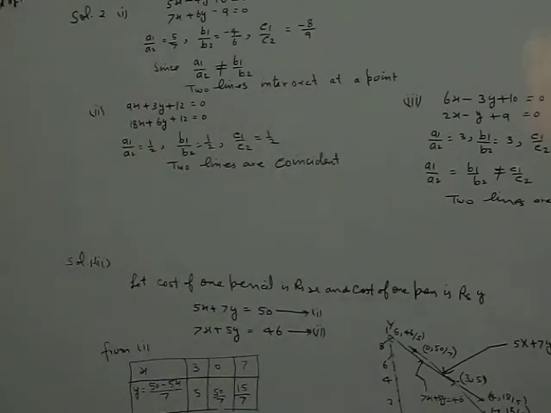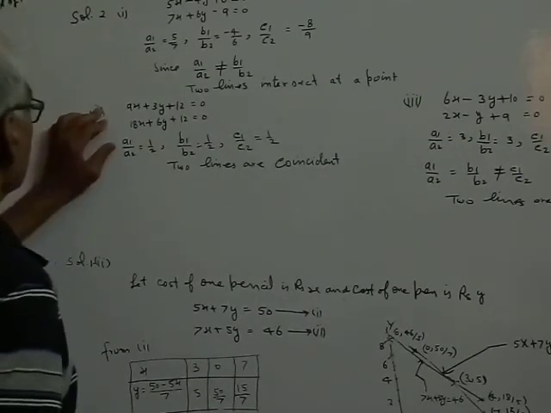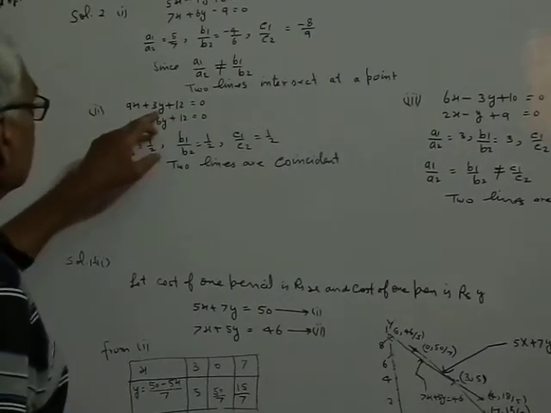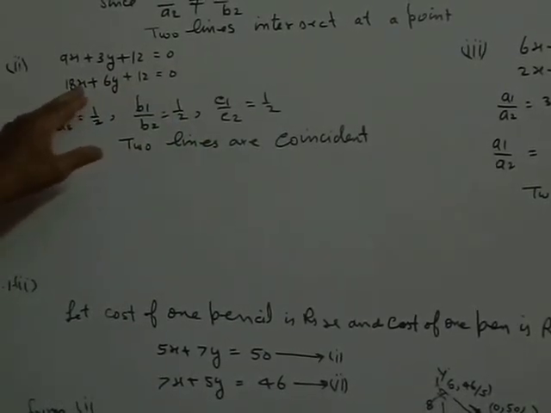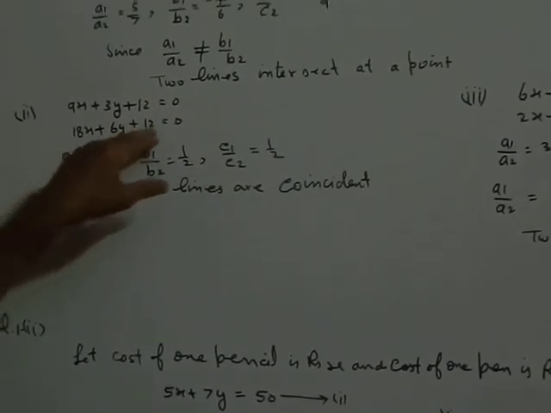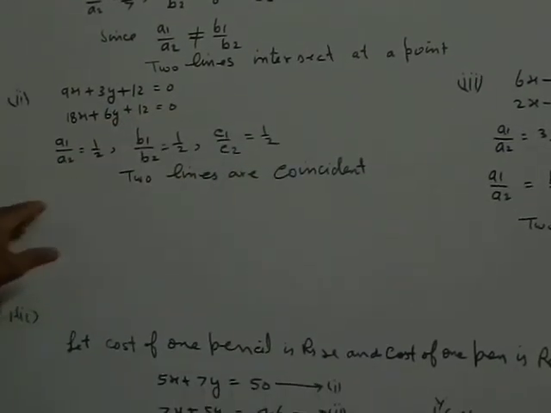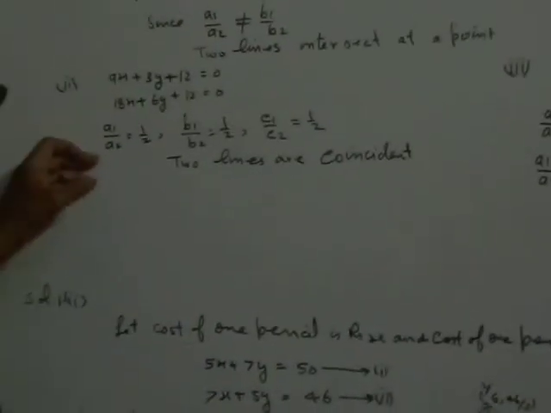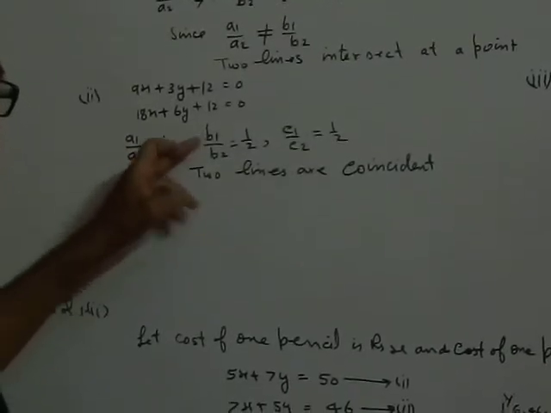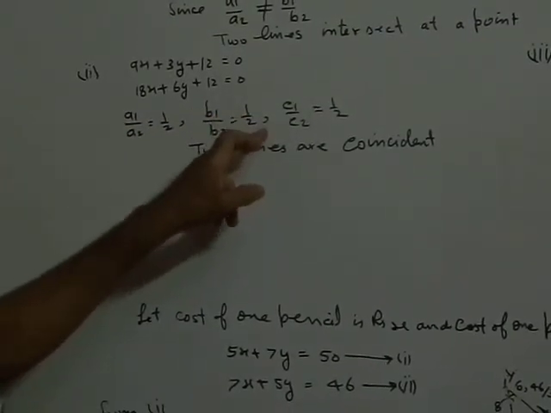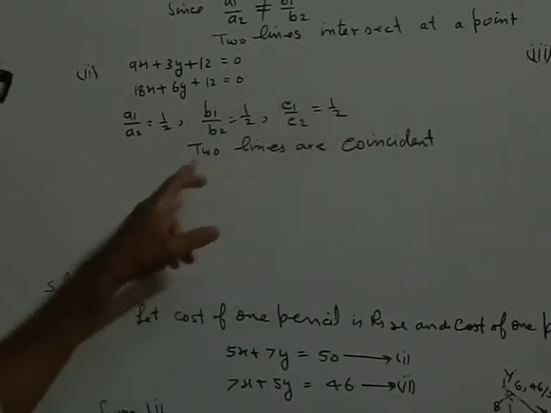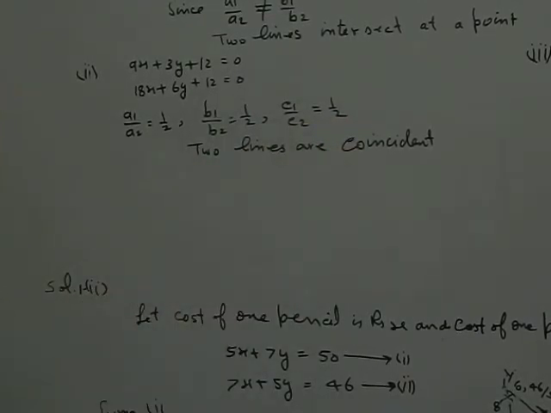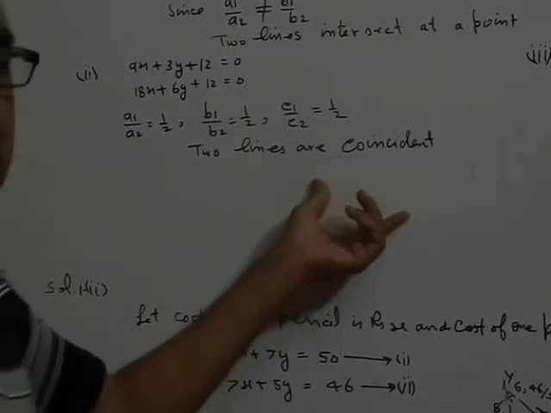Now come to the second part of the question: 9x + 3y + 12 = 0, and the second equation is 18x + 6y + 12 = 0. In this case, the ratios of coefficients are a1/a2 = 1/2, b1/b2 = 1/2, c1/c2 = 1/2. These two lines are coincident, which means these two lines overlap each other.